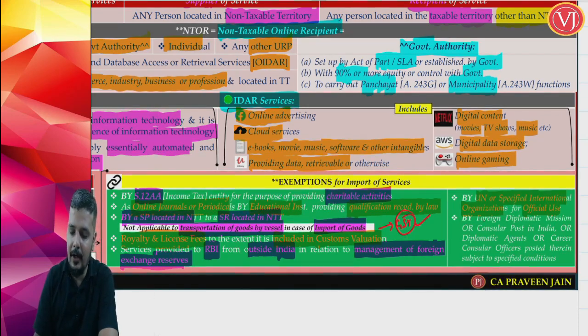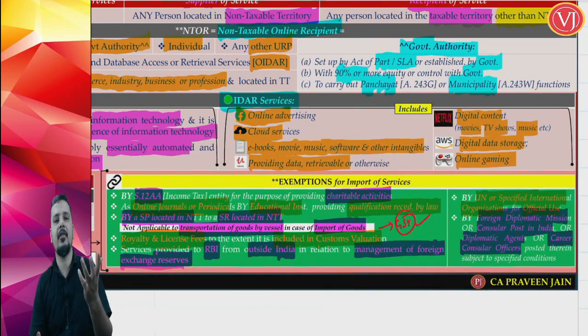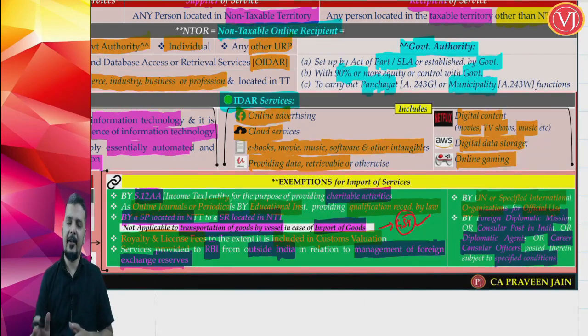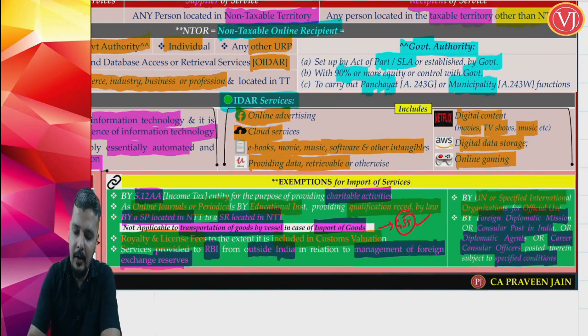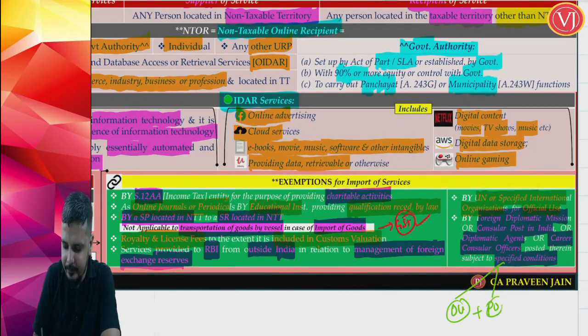Or if the import is by foreign diplomatic mission or consular post in India, or diplomatic agents or career consular officers, either the diplomatic missions or the consular post in India or the offices therein. Who will be the offices therein? Diplomatic agents or career consular officers therein, if they are receiving the services subject to satisfaction of specified conditions. Here, they can receive these services either for business purposes or for personal purposes in this category. Either for official use or for personal use, both are covered, right?